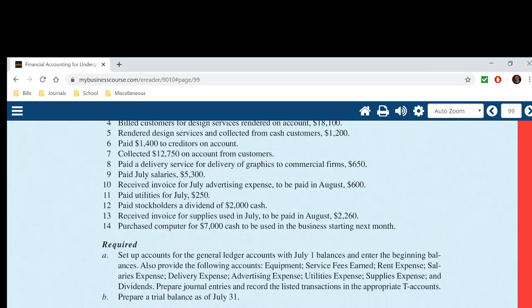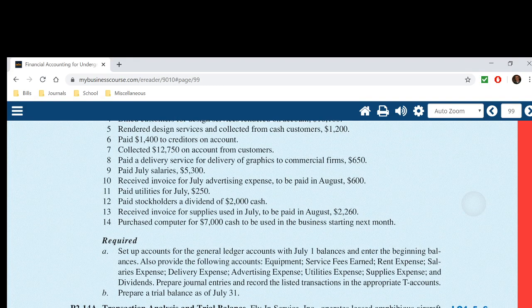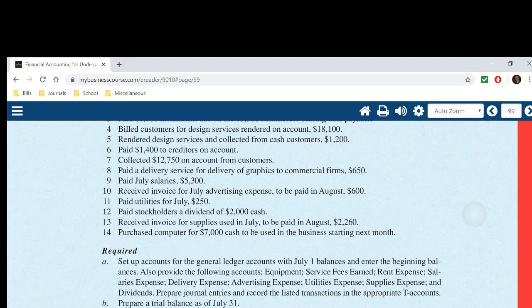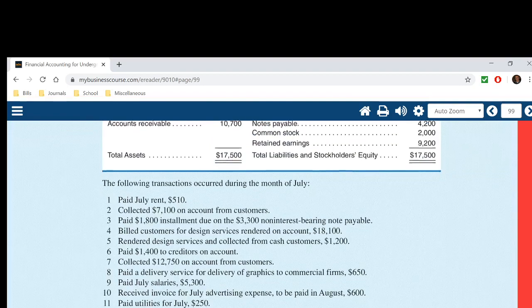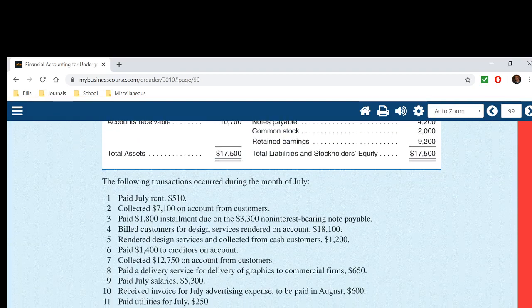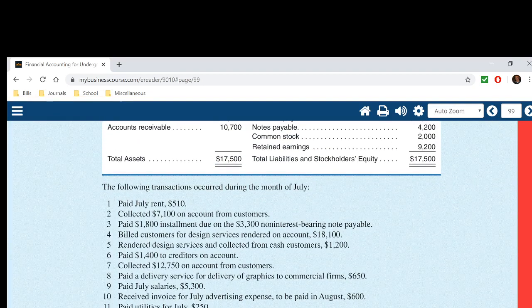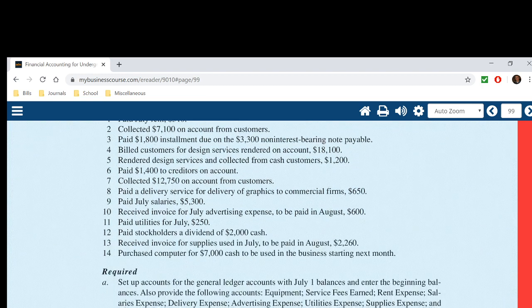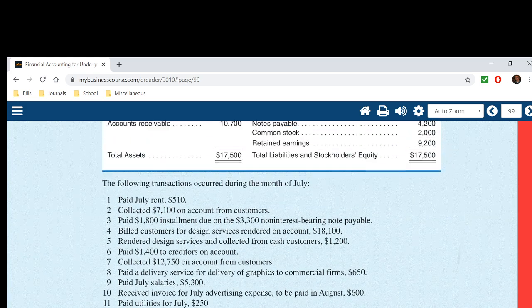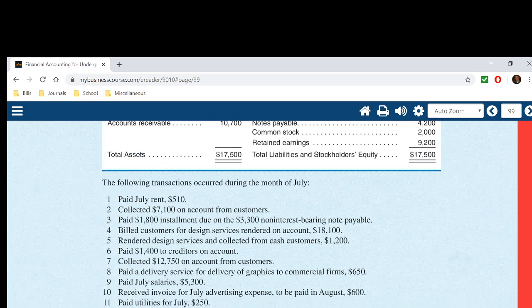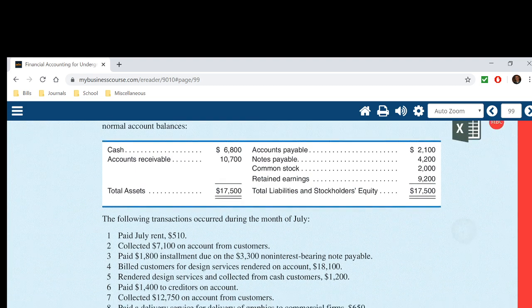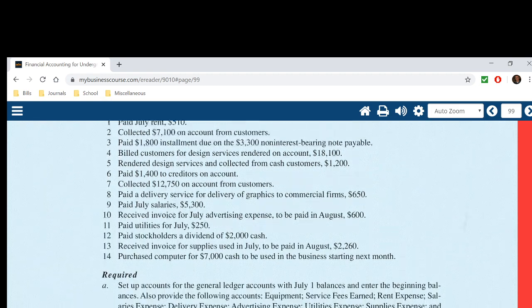We're supposed to, well, you can see what it says in A and B, but what I want to do is just journalize each of the transactions and then update the T accounts and then prepare a trial balance. So I guess A would be journalize the transactions, and then B would be update the T accounts, and then C would be prepare a trial balance.